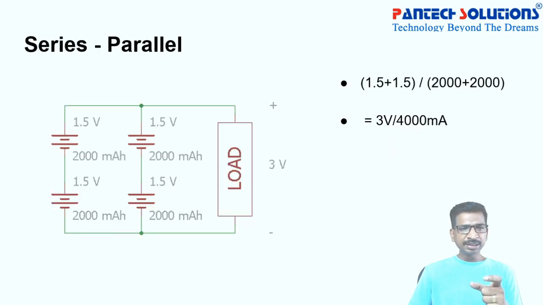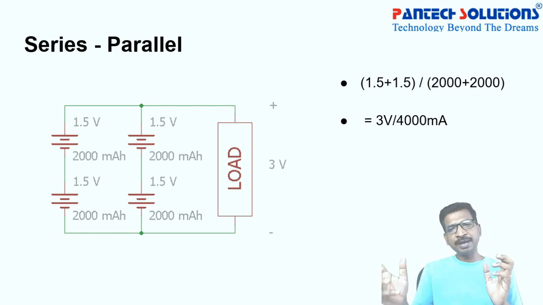Similarly, if you take this example, 2 sources in series and then 2 sources in parallel. So in that case, 3 volts and then 4000 milliampere. So this is the configuration. By this method you can configure n number of batteries.